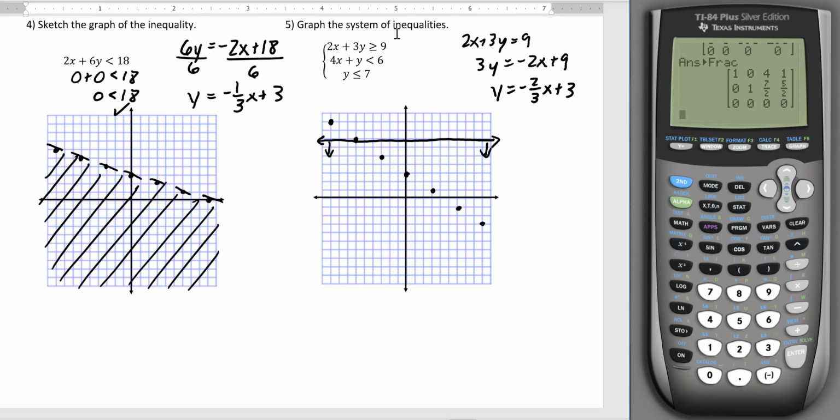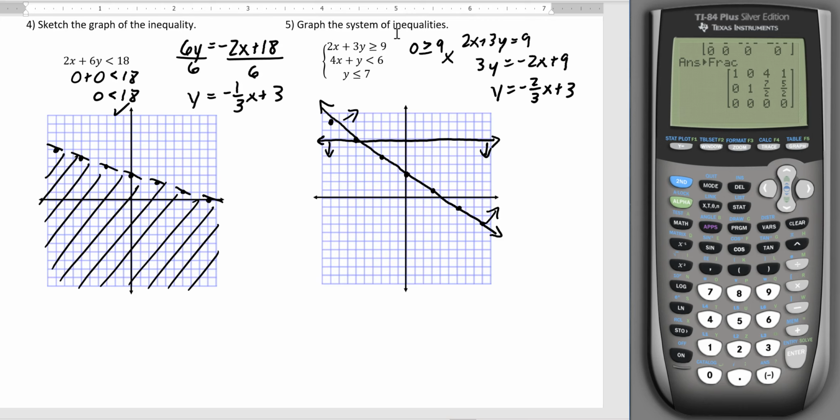Solid or dashed line for this one? Since this is greater than or equal to, we'll have a solid line. Go ahead and draw that like so. Okay. When I plug in 0, is 0 greater than or equal to 9? No, it is not. So that means I will be shading away from 0, 0, which means this will be going up and to the right of the line.